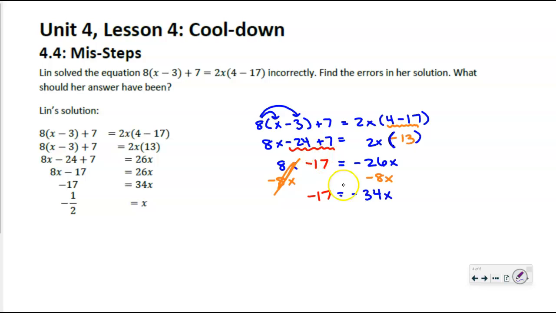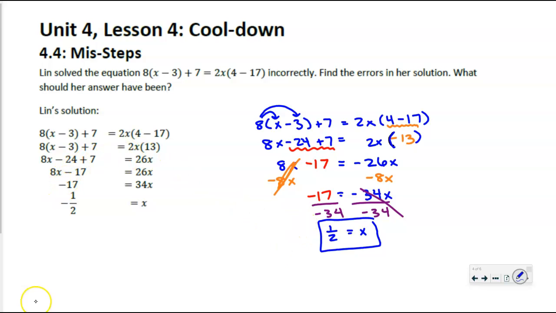Just one solving step left. X is multiplied by a negative 34. I will divide that by a negative 34. That has been undone, and I have x, which is all by itself, and that is equal to negative 17 divided by negative 34, which is equal to a positive 1/2. Now I have correctly solved it.